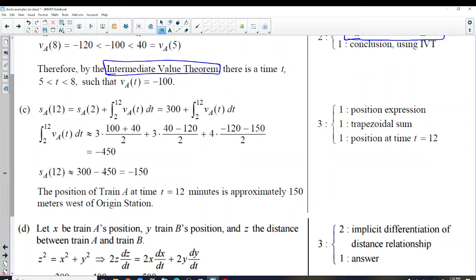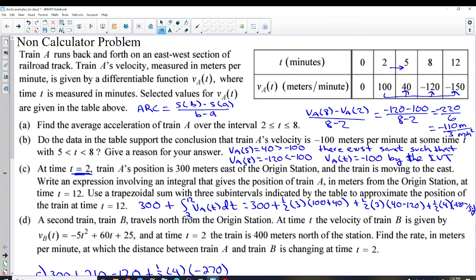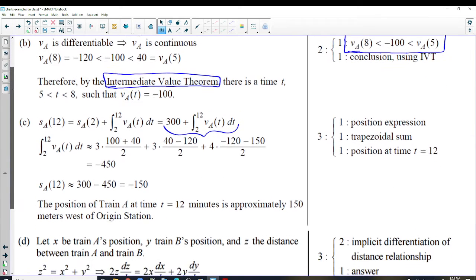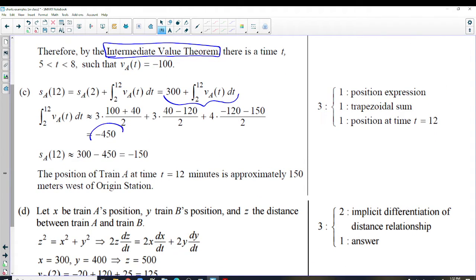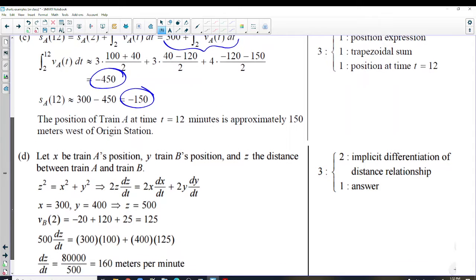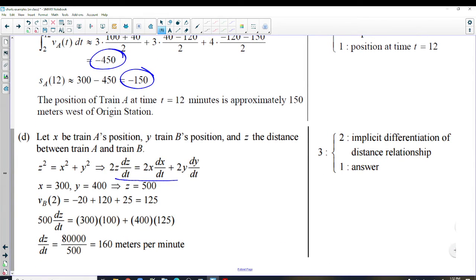1 point for the position expression. Hopefully I wrote that down. I don't know, did I? I may not have gotten it. Oh, I did. Ha! I got it. All right, I wrote that down. I did get that one. Trapezoidal sum, 1 point here, and then the final position at negative 150. Let x be train A, 2 points for implicit differentiation. So 2 to get this right, and then 1 for the answer, getting that 160. So there are the points for this one.